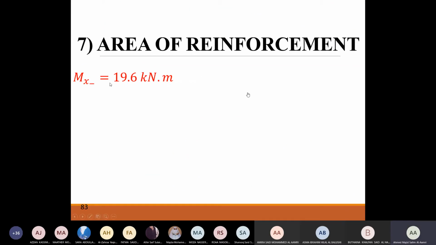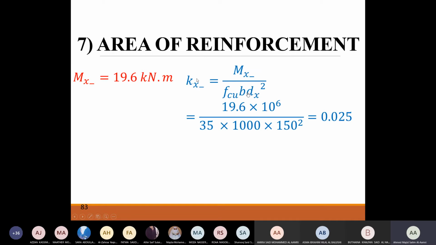But 19.6, this is the moment value. To calculate k, we have taken mx negative because we are calculating for mx negative. fcu is the same, b is the same. Now instead of using dy, we should be using the corresponding d. Now if you are calculating for moment in the x direction, then you should be using dx. If you are calculating for y direction moment, then you should be using dy. Is it clear? fcu is fixed for x and y. b is fixed for x and y. m is changing for x and y, d is changing for x and y. Are we okay?